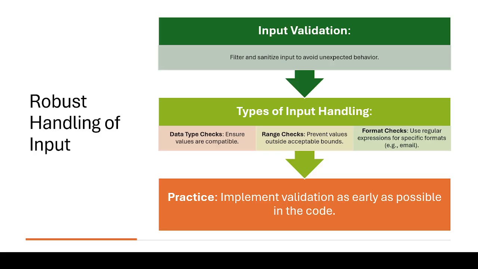Robust handling of input. Input validation. First, filter and sanitize input to avoid unexpected behavior. There are different types of input handling, like data type checks, which ensure values are compatible. Range checks prevent values outside acceptable bounds. And format checks use regular expressions for specific formats. You should implement validation as early as possible in your code.